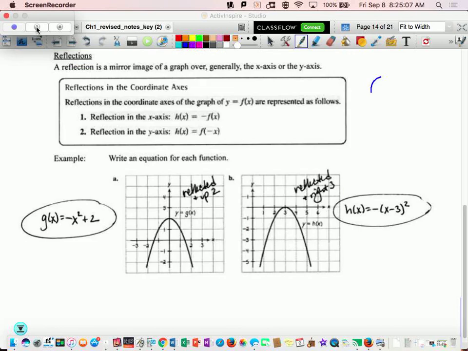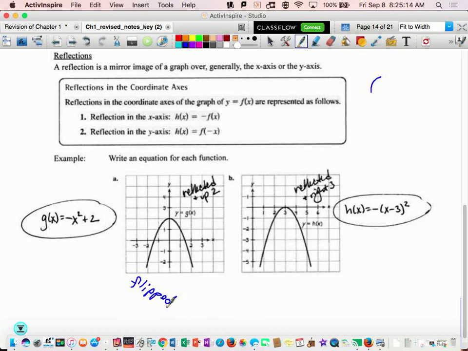So this one is flipped. Most of you would say it's flipped, is what you call it. And that's what this negative is doing in front of the x squared. And then it was up 2. So negative x squared plus 2. That gets it to go up 2 and then open in a downward direction. And this one has that same flip. This one means it goes right 3. So those should be your two equations that you're writing down.